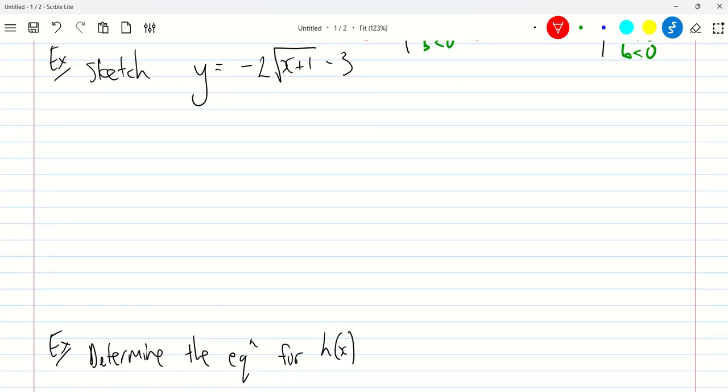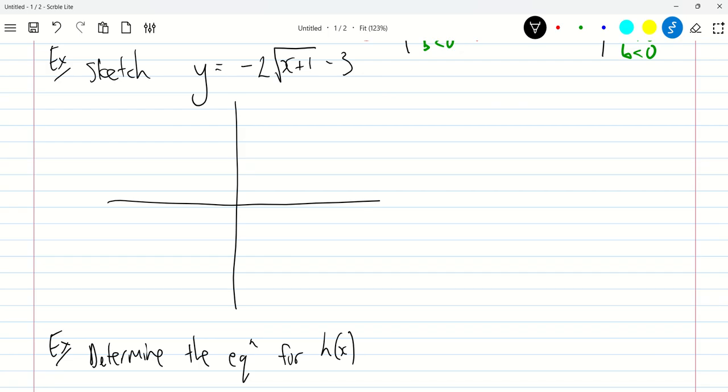Sketching y equals negative 2 root x plus 1 minus 3. Let's have a think. Our starting point is going to be at negative 1, negative 3. So negative 1, negative 3, somewhere down here. Okay, in fact, that's going to be in the way, so get that out of the way. That takes care of what that does and what that does. It puts it down to there.